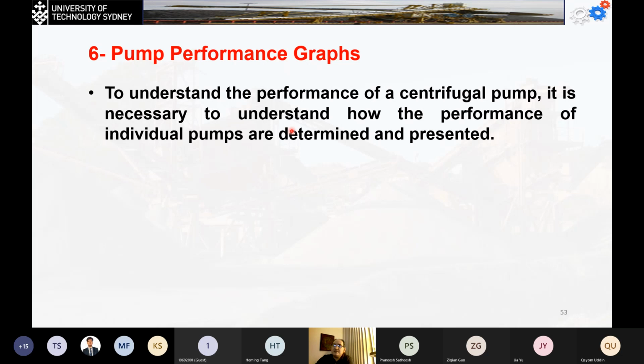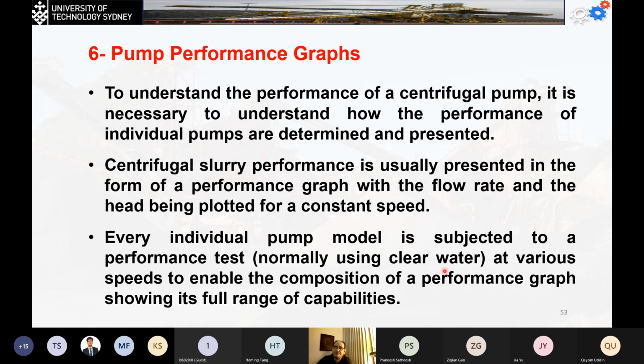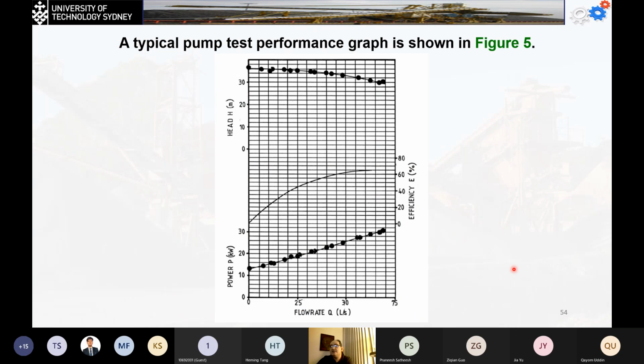To understand the performance of a centrifugal pump, it's necessary to understand how the performance of individual pumps is determined and presented. Centrifugal slurry pump performance is usually presented in the form of a performance graph, with the flow rate and the head plotted for a constant speed. Every model, and actually every company, has its own performance test and its own performance graphs. This is an example of a typical pump test performance graph shown in this figure.